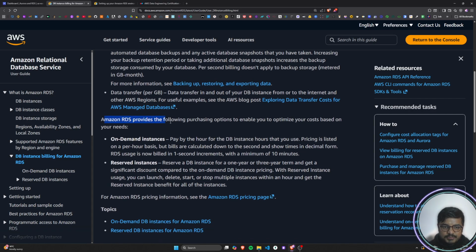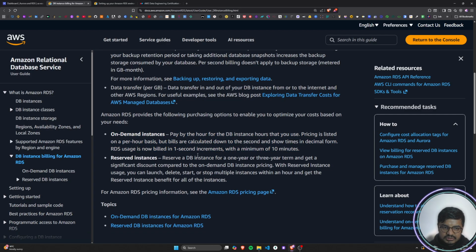Now Amazon RDS provides the following purchasing options to enable you to optimize your cost based on your needs. So first one is on-demand instances. So pay by the hour for the database instance hours that you use, right? Pricing is listed on a per hour basis. Your bill is calculated down to the seconds and all those stuffs, right?